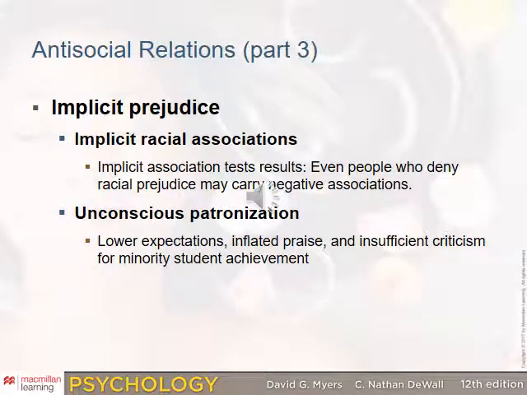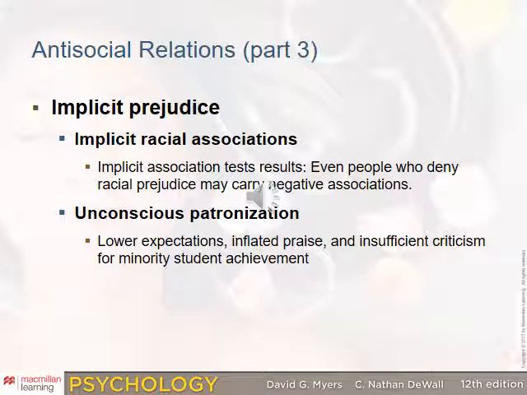So implicit prejudice. We're going to talk about a couple of terms related to implicit prejudice. One being implicit racial associations. There's an implicit associations test, and the test shows even people who deny racial prejudice may carry negative associations we harbor in our subconscious. And it causes us to have feelings and attitudes about other people based on their race, their ethnicity, their age, their appearance.